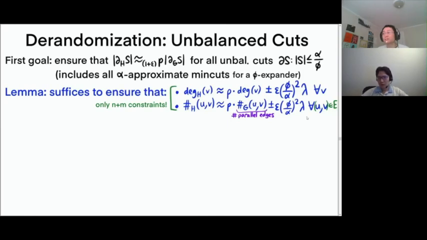So Rasmus commented further that it seems too expensive to preserve. I mean, there's only m constraints. Like too many edges, I guess. But I guess you're going to set p correctly. Yeah.